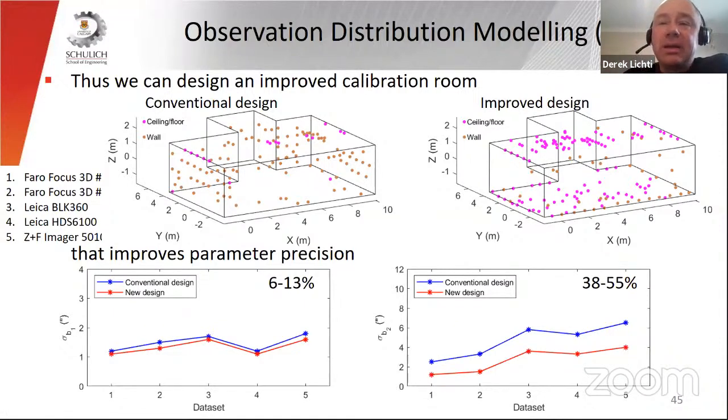Now, admittedly, these numbers are small, they are in arc seconds, but what it tells us is that if we have an improved design, then we can perhaps dial back, reduce the number of targets that are necessary because we have an improved configuration. We don't need as many targets to get the precision we desire.